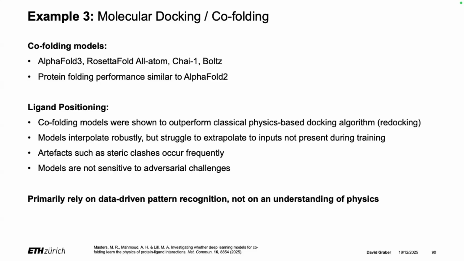And then there have been other studies that actually showed that these models can interpolate quite robustly, but struggle to extrapolate to inputs that they haven't seen during training. And they also showed that artifacts such as steric clashes occur quite frequently, so overlap of two atoms, and also that the models are not really sensitive to adversarial challenges that you pose to them. So the conclusion was that these models primarily rely on data-driven pattern recognition and not on an understanding of the physics of protein-ligand interaction.